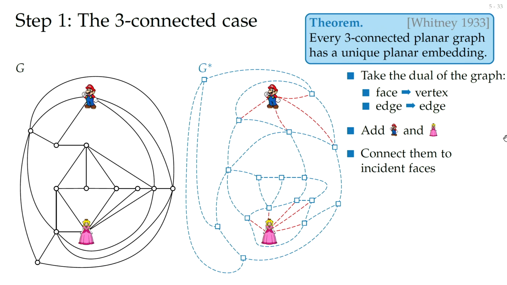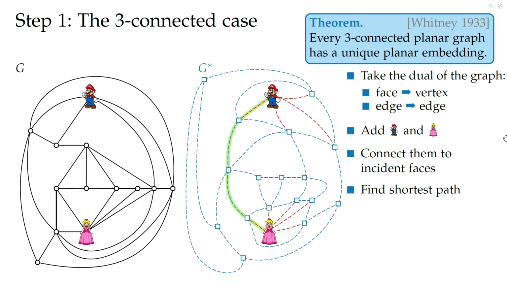And now we want to find a path from Mario to Peach that gives us the minimum number of crossings. And for that, we can use the dual. We just start with Mario. We look at some path. The shortest is probably very good. And we follow it to Peach. And now we can use this path here in the primal to draw our edge.